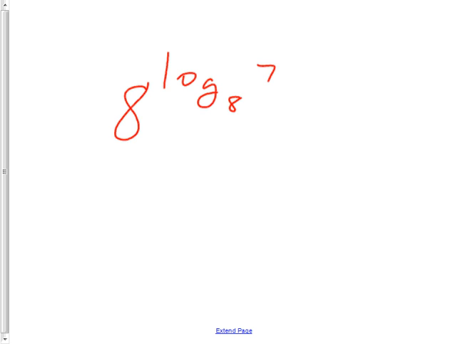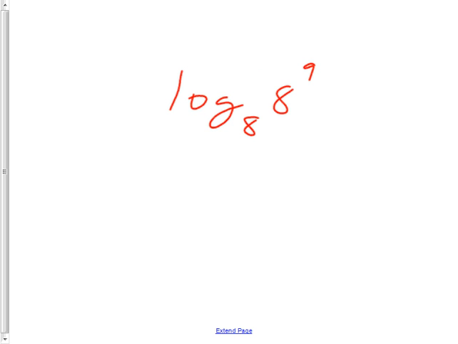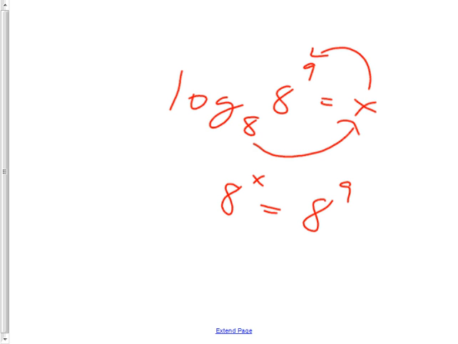These two are the same. That's the answer. There's another one like that. It's a little different. Log base 8 of 8 to the 9th. What's the answer? 9. Can I prove it? Yeah, by saying it equals x and then rewriting 8 to the x equals 8 to the 9th. And look, the bases are the same. x must be 9. So once you catch the pattern, it's no big deal.